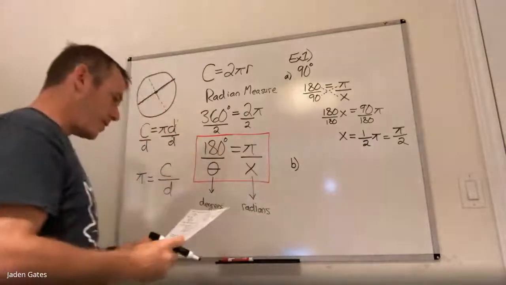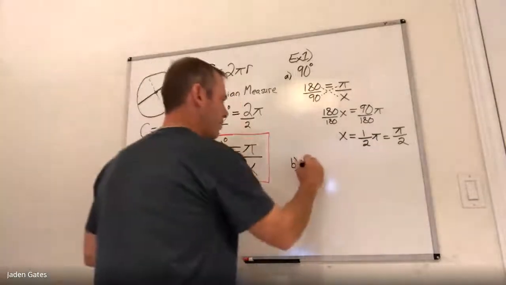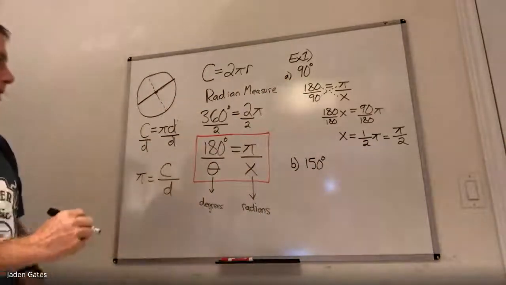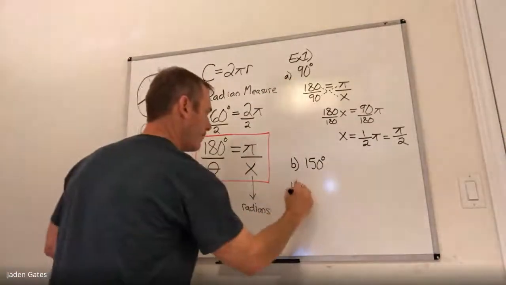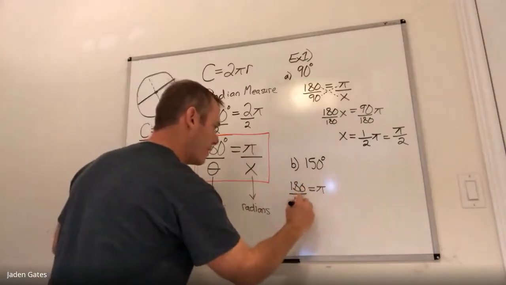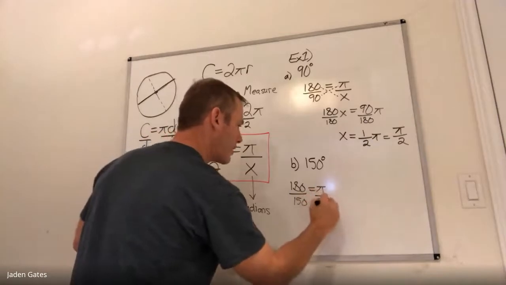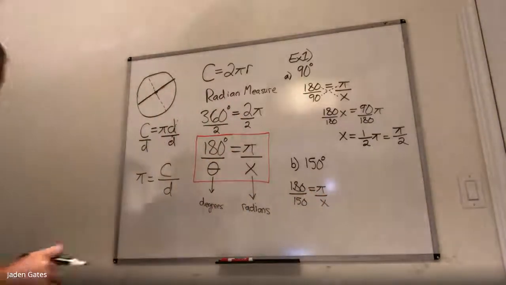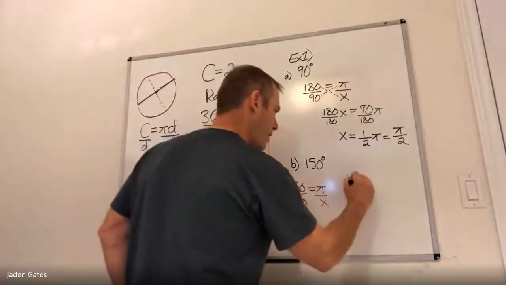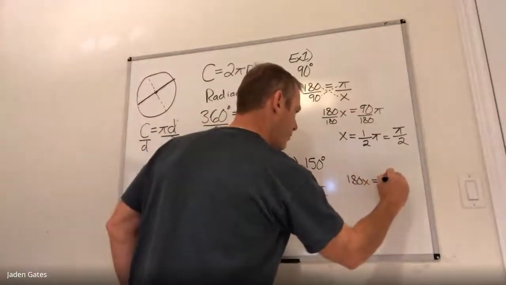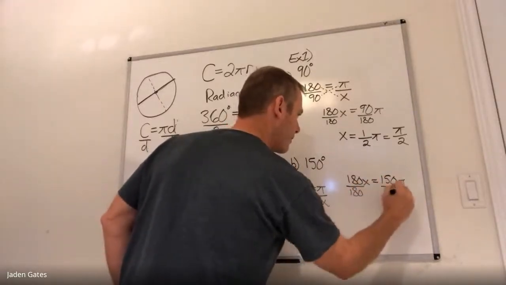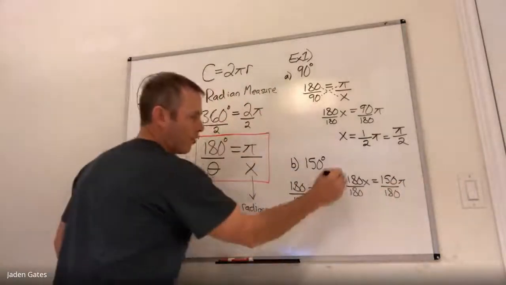All right, B, same idea here, 150 degrees. Again, I'm going to use my ratio formula here. So again, I have 180 is equal to pi. The degrees we know is 150, and x again is the radians that we're looking for. So again, I cross multiply, so I get 180 times x is equal to 150 pi. I'm going to divide both sides by 180, again dividing by my numerical coefficient here.